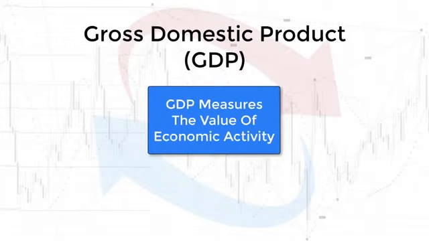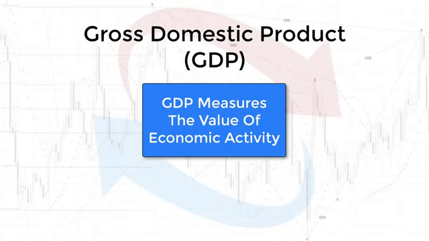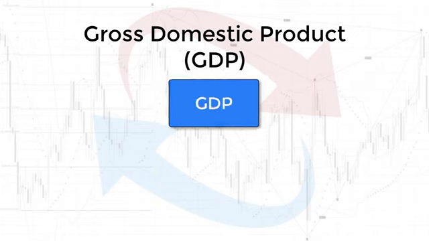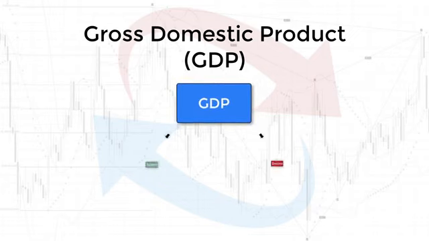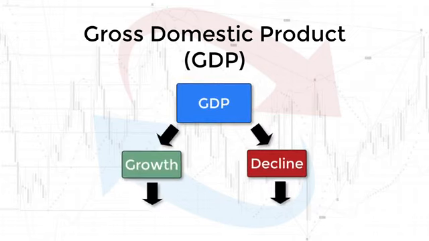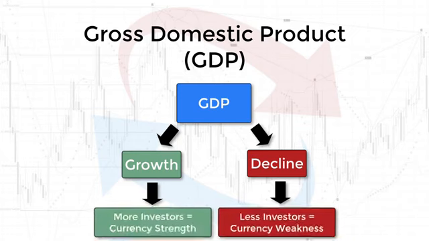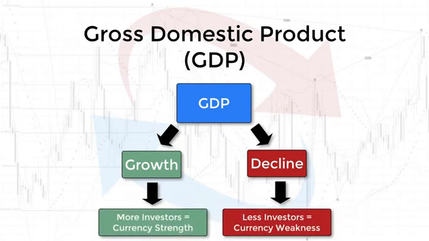Gross domestic product measures the value of economic activity within a country. GDP is the sum of the market values or prices of all final goods and services produced in an economy during a period of time. Currency strength or weakness usually follows its country's GDP growth. If a country is doing well, investors will usually flock to that country and invest because they see it as an opportunity to grow their capital.